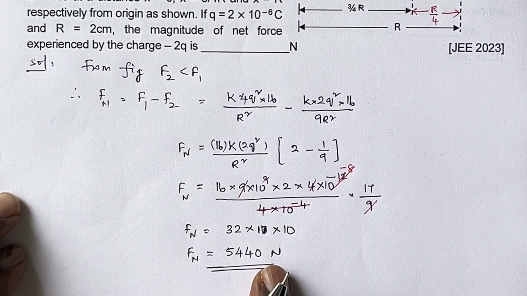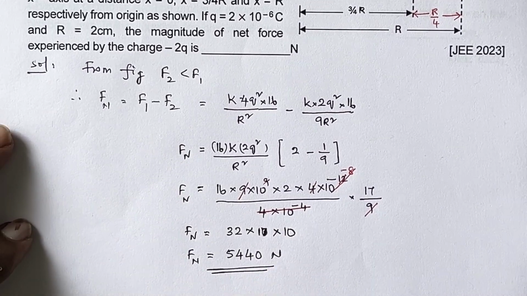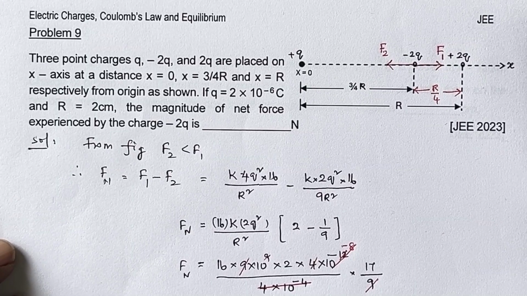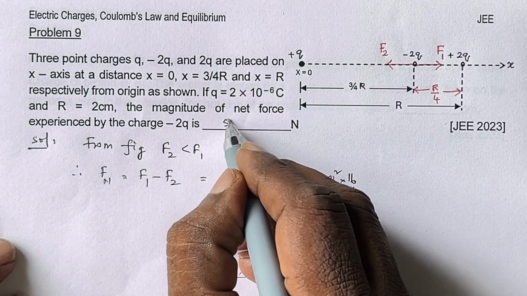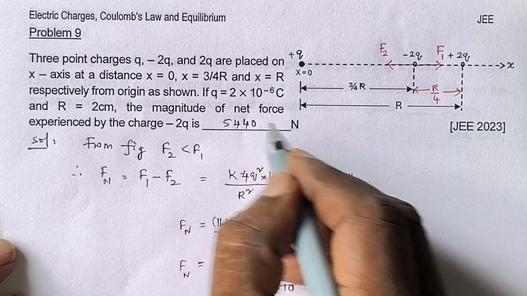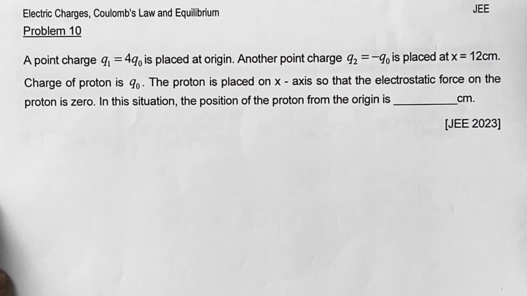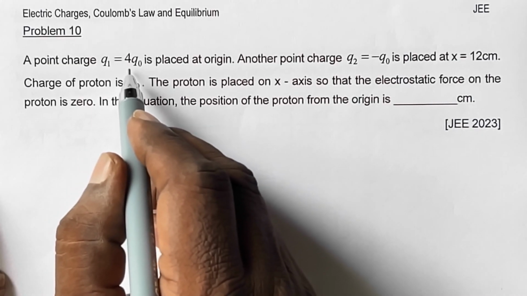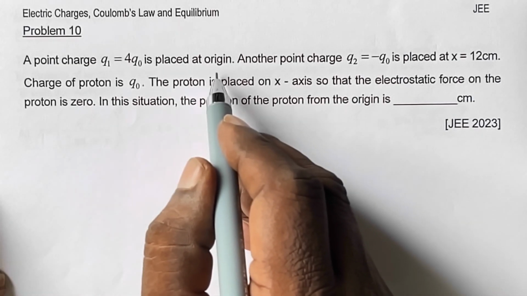So that is the answer. So here, for this question, answer is 5440 Newton. In this problem, a point charge Q1 is equal to 4 Q0 is placed at origin.